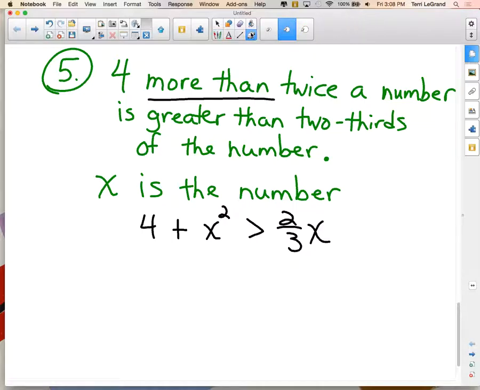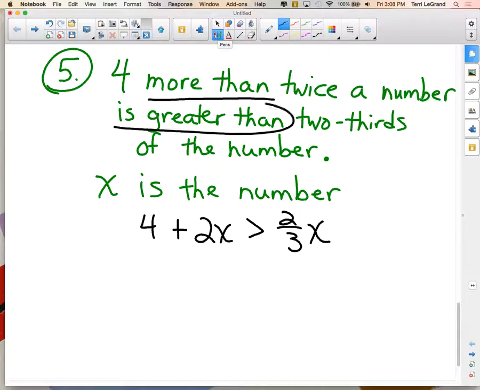So how could we change that up? What would we change that to, Landon? 2x. Okay, so twice the number. You have to double it, no matter what the number is. Would this do it? Okay, and then is greater than. Well, that comes from these words right here, because the "is" is with it. That means it's an inequality symbol. 2/3 of the number means we need to multiply, doesn't it? So now I think we have it.